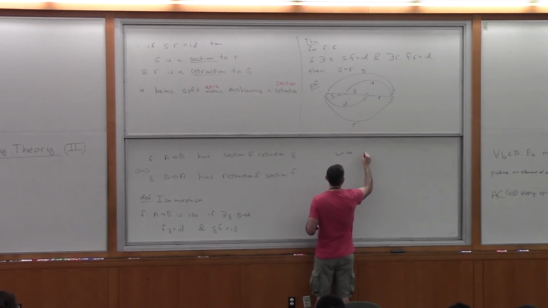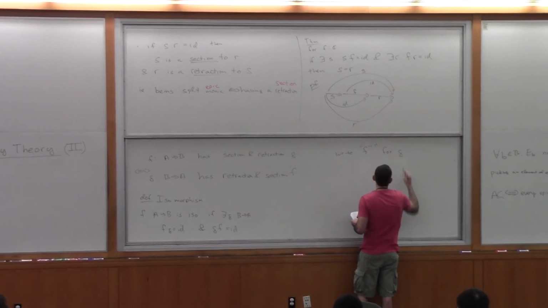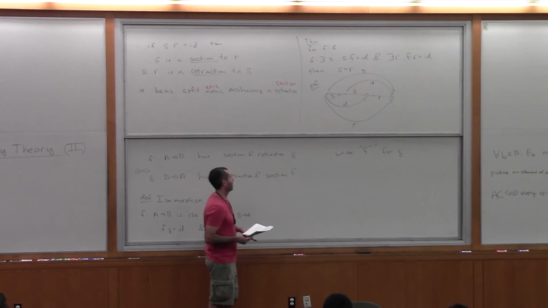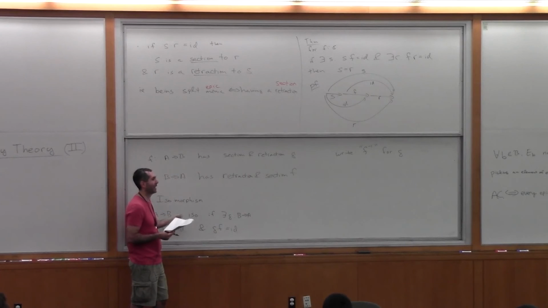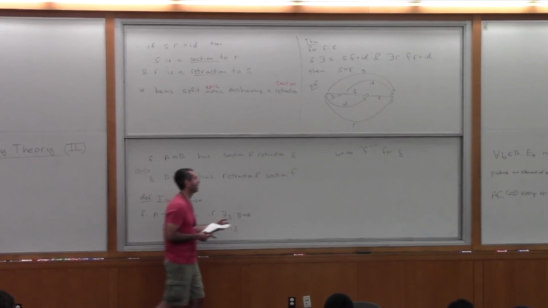Okay? So let me just point out that we write F inverse, like this, for G. And we know that this is sound in the sense that if there are two things that have this property that could be inverses for F, right? If F has two inverses, then it has two sections and retractions, right? Two things that act as both a section and retraction. So in particular, the first one acts as a section, and the second one acts as a retraction. And by the football theorem, they must have been the same all along. Okay, so we can unambiguously write this.